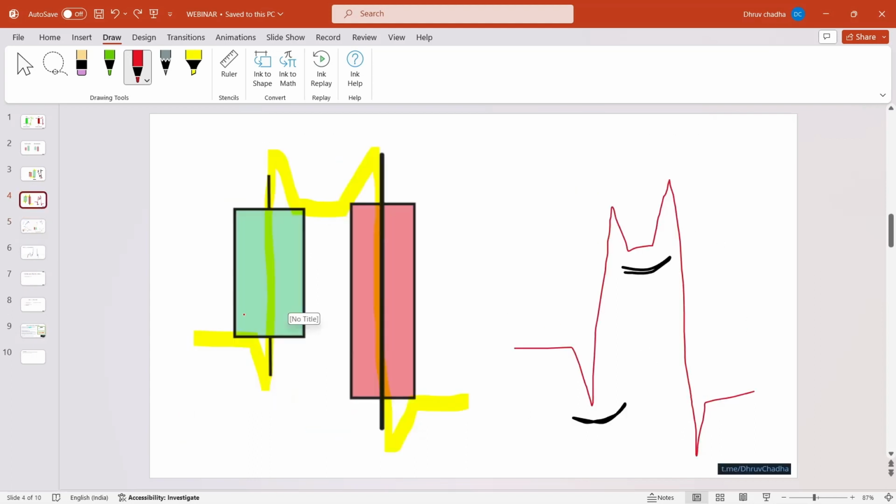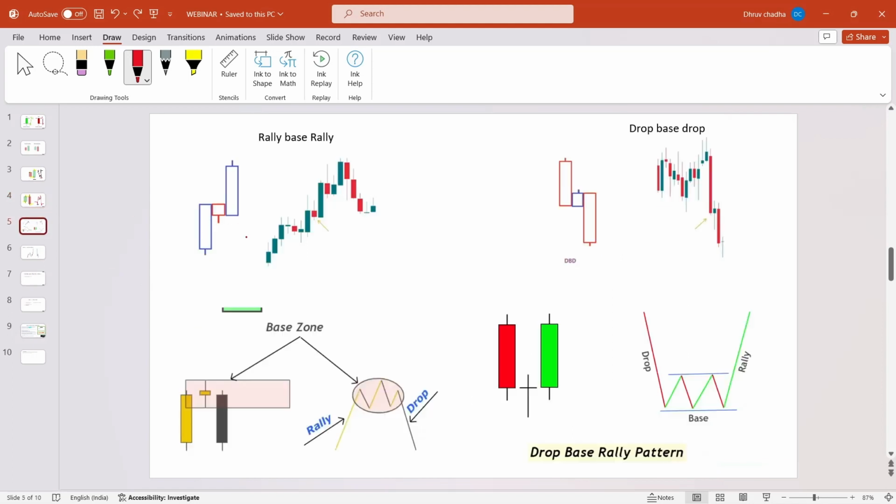Okay, now let's look into the concept of SND. So basically, supply and demand concept. Engulfing comes under the supply and demand concept. So basically, a bullish engulfing can be a rally base rally. Okay, so this is the bullish engulfing. So this is the base. So it can be a rally base rally. For those who know the SND concept, this is very basic, right?